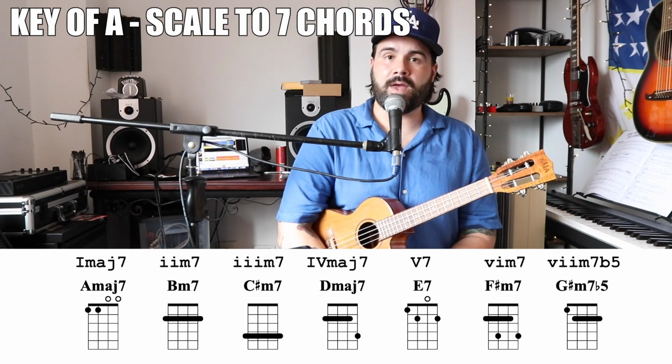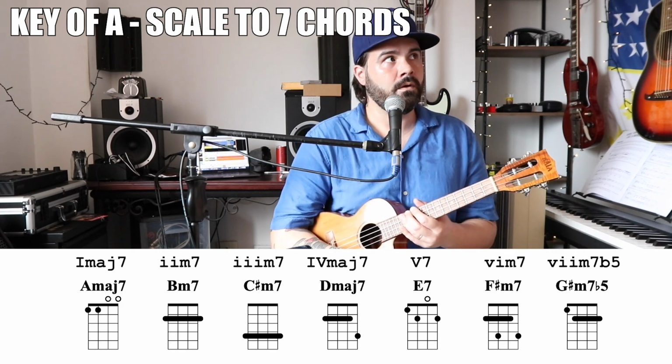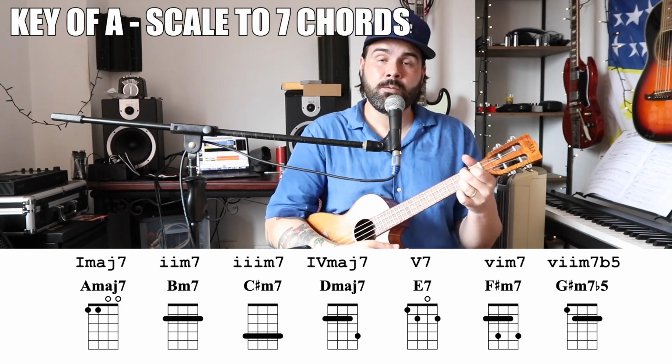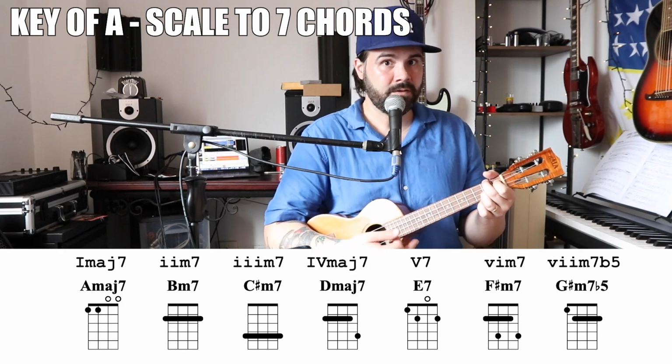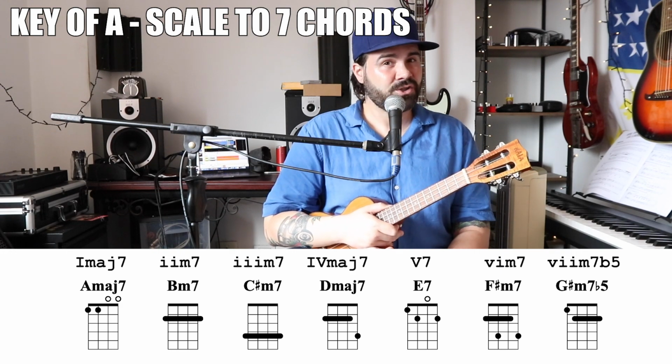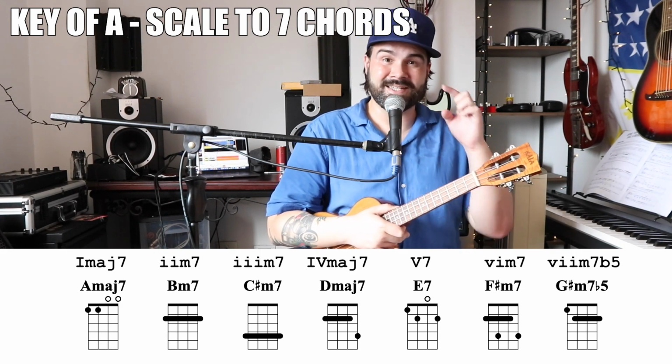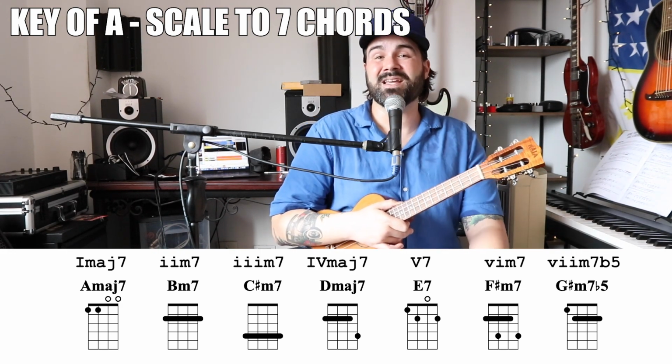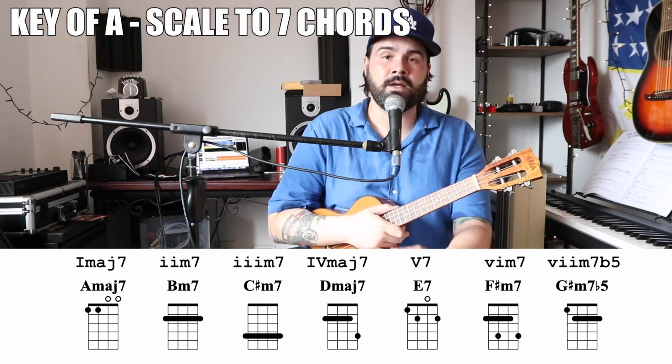The 6 in the key of A would be F sharp. So we have F sharp, which will become an F sharp minor 7. And of course, the 7th interval is G sharp, meaning we have a G sharp diminished. And when the G sharp diminished is extended, it becomes a G sharp minor 7 flat 5.